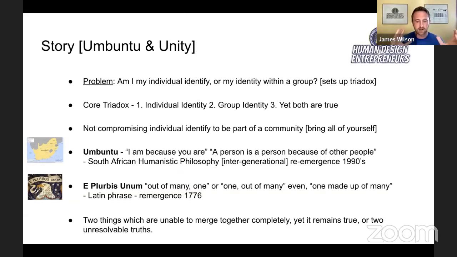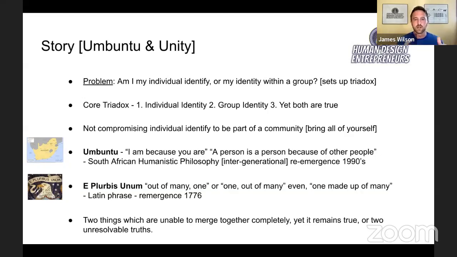So you have these two things that are seemingly unmergeable. I'm like, am I individual? Am I my group? And I've been very trapped by both of them, like being too individual and too much in a group dynamic as well. So the triadox has individual identity and group identity. They cannot merge, so both of them are true. And it's this process of not compromising your individual sense of self, your individual identity, to then merge with the homogeneity of group dynamics. So it's maintaining your personal sovereignty and also being part of a group.